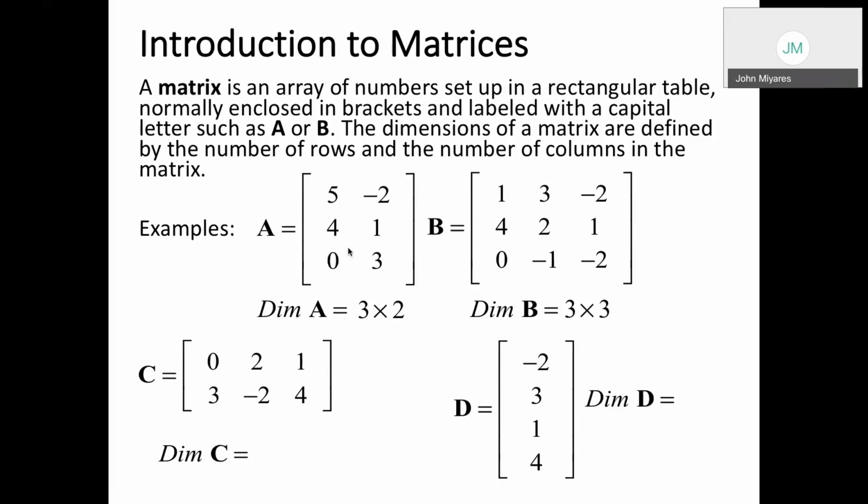Matrix C is going to be a 2 by 3 matrix. It has 2 rows and 3 columns. Matrix D is going to be a 4 by 1 matrix. Sometimes we refer to matrices like matrix D as a column matrix because it just has 1 column. Interestingly enough, column matrices are also sometimes called vectors, but we're not going to get into that here.